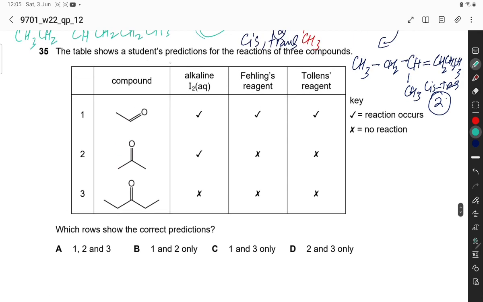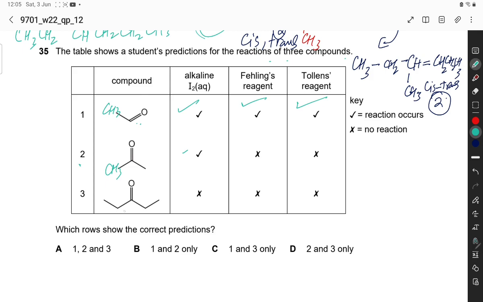Question number, the table shows the students' predictions for the reactions of 3 compounds. This compound is an aldehyde. This is HCH3. Yes, alkaline. Statement, reaction occurs, yes. Fehling's reagent also positive, Tollens' test also positive. Question, this is a ketone, CH3, positive test with this is correct. Fehling's reagent incorrect, Tollens' reagent also incorrect.